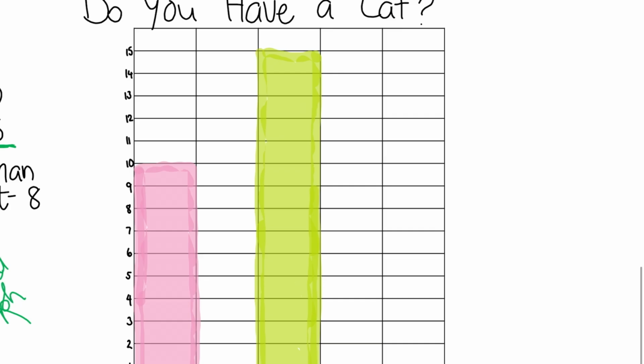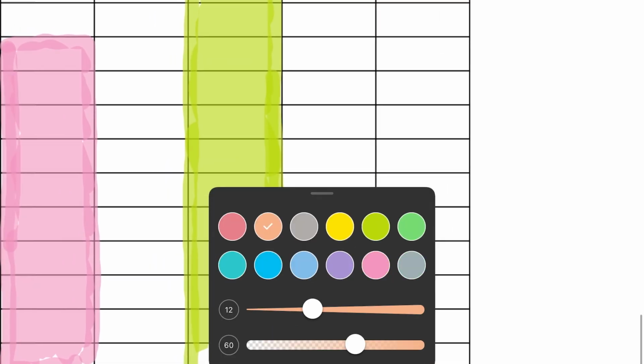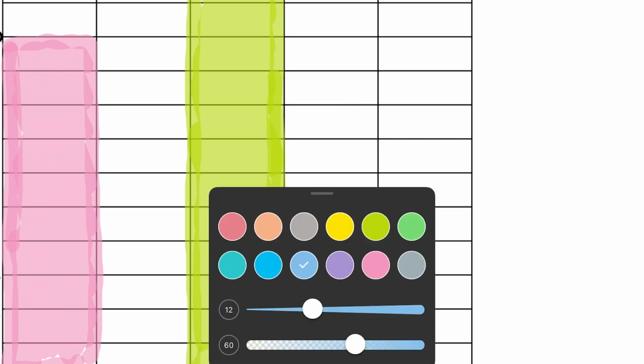More than one cat. I do like that. Oh, look at me go. I can if I zoom in. And then more than one cat was 8. So 1, 2, 3, 4, 5, 6, 7, 8.